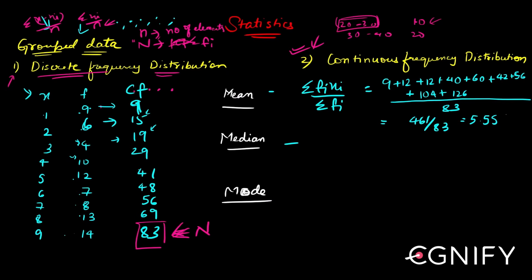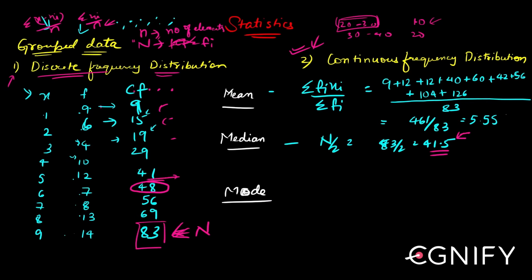How do you find the median? So basically the method is where you divide this N by 2, and when you divide your N by 2, what you get is 41.5, right? 83 by 2, and that's 41.5. Now if you look at all these cumulative frequencies, the value which is greater than or equal to 41.5 is what you choose, and that's 48, right? 48 is the value which is closest to 41.5 and greater than it.